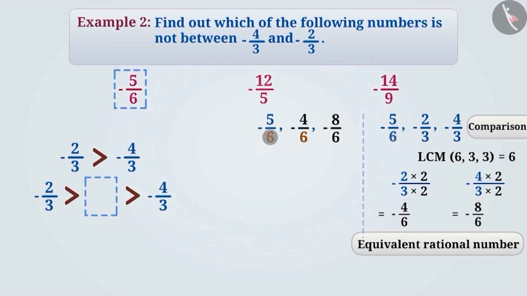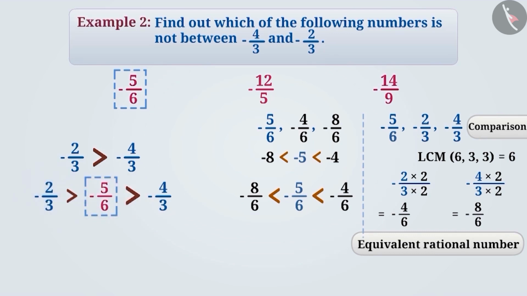Now, the denominators of the rational numbers are equal, so we will compare their numerators. Here, minus 8 is smaller than minus 5. Minus 5 is smaller than minus 4, hence, minus 8 by 6 is smaller than minus 5 by 6. Minus 5 by 6 is smaller than minus 4 by 6, that is, minus 4 by 3 is smaller than minus 5 by 6 and minus 5 by 6 is smaller than minus 2 by 3. Hence, minus 5 by 6 is the rational number between the two rational numbers.